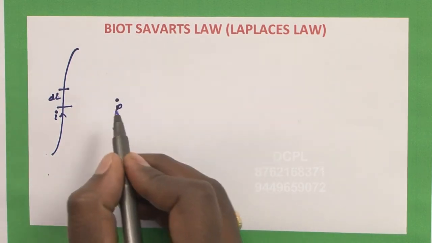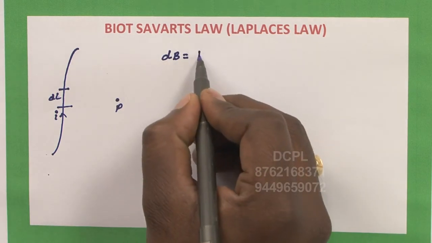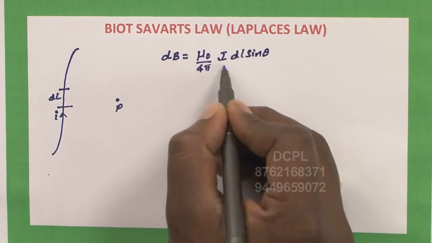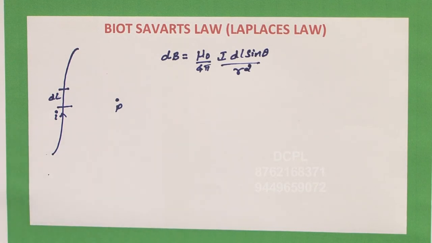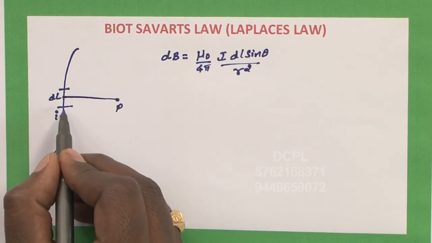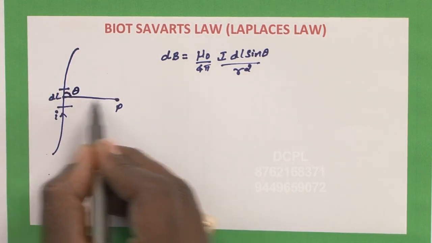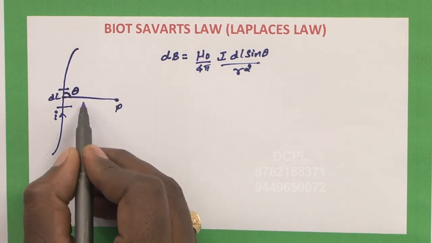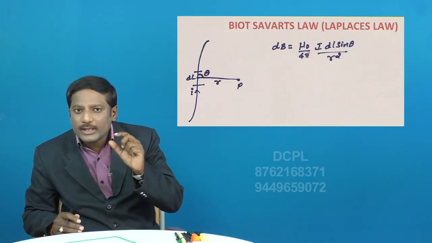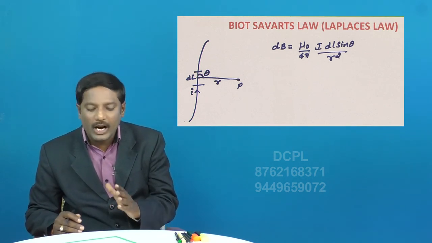According to Biot-Savart's law, the magnetic field at the point P, let us say dB, is equal to mu naught by 4 pi into I dl sin theta divided by r squared, where I is the current flowing in the conductor, dl is the length of the element, r is the distance from the midpoint of this element to the point P, and theta is the angle between that element and the line joining the midpoint of the element to the point P. So, Biot-Savart's law gives the magnetic field at a point produced by the small element carrying current, which is given by mu naught by 4 pi I dl sin theta divided by r squared.